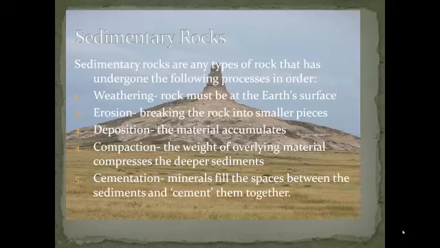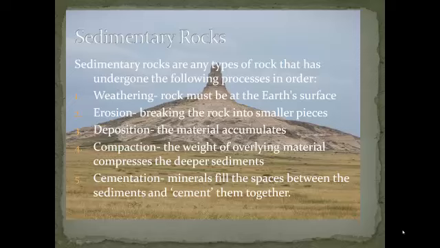The third type of rock are sedimentary rocks, and these rocks have undergone a certain process. Any type of rock can be sedimentary rock if it follows this process. The rock must be at the Earth's surface so it can be weathered. Erosion will also take place, breaking the rock into smaller pieces. Weathering and erosion also go hand in hand. Deposition, the material's got to accumulate. It just can't keep moving around due to gravity or water.